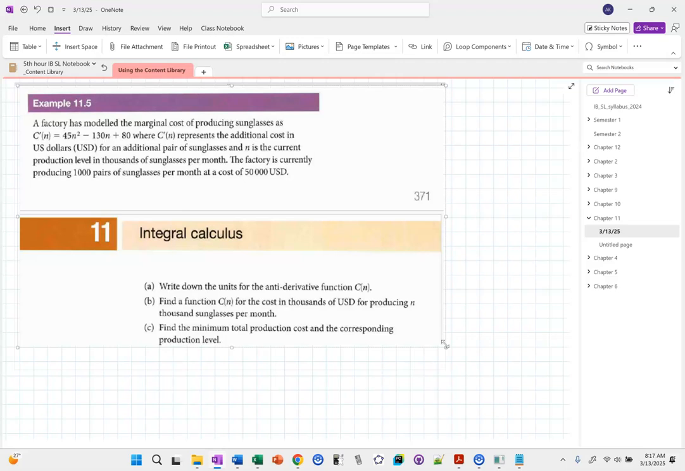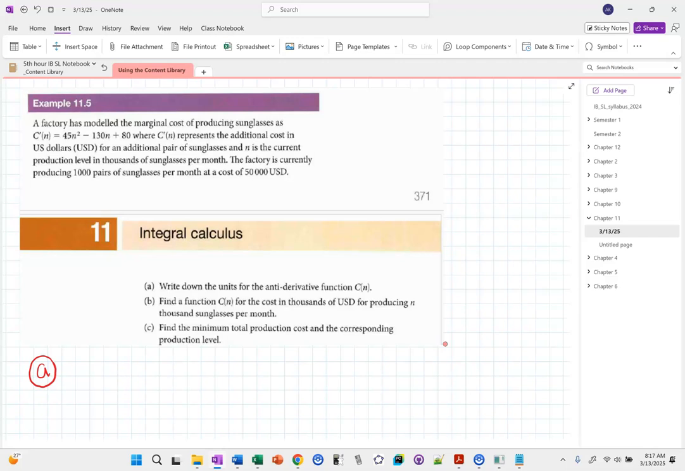The story says a factory has modeled the marginal cost of producing sunglasses as C prime of n equals 45n squared minus 130n plus 80, where C prime of n represents the additional cost in US dollars for an additional pair of sunglasses, and n is the current production level in thousands of sunglasses per month. The factory is currently producing 1,000 pairs of sunglasses per month at a cost of 50,000 US dollars. Write down the units for the antiderivative of C prime of n.